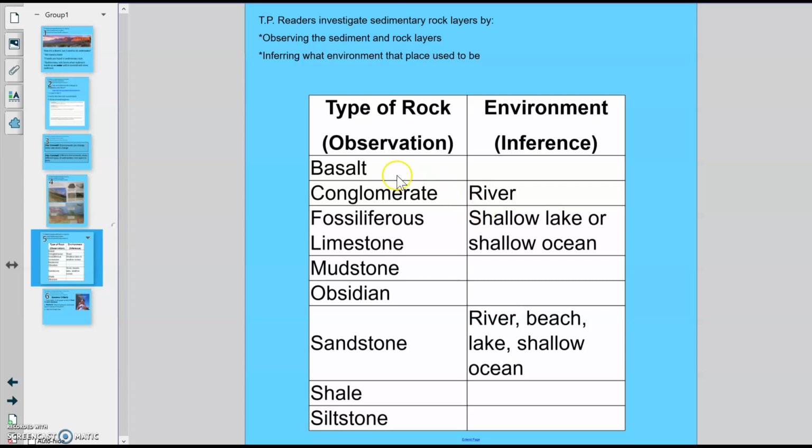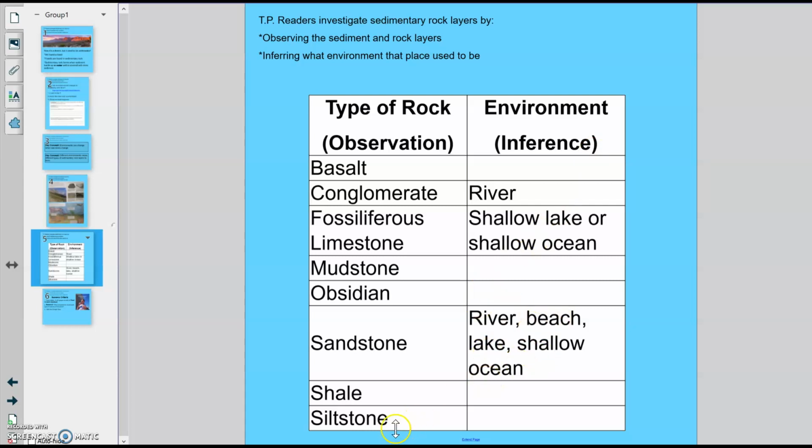Now, we've studied many different types of rock in our unit so far, but we haven't studied all of them. So you're going to go back to the ones that we haven't looked at yet, and your job is to research those today. For example, we know that when we observe a conglomerate rock, we can infer that that place used to be a river. When we observe sandstone, we can infer that that used to be a river, beach, lake, or shallow ocean.